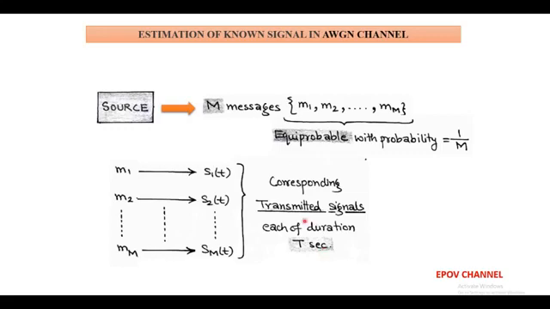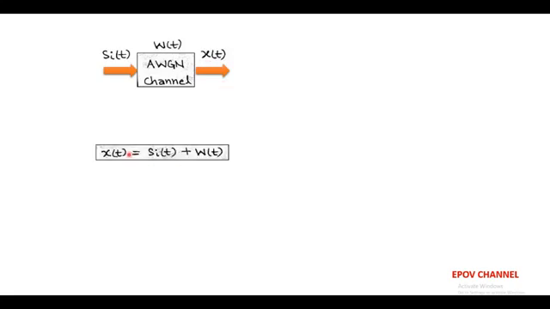Now, during transmission through a channel, there is an introduction of noise called additive white Gaussian noise, denoted by W(t). So we call it an additive white Gaussian noise channel. This channel has input si(t) and the output is the corresponding received signal x(t), which equals si(t) plus W(t), for t greater than or equal to 0 and less than or equal to capital T.